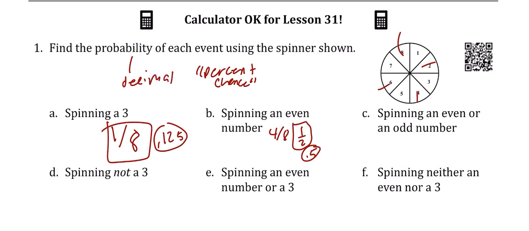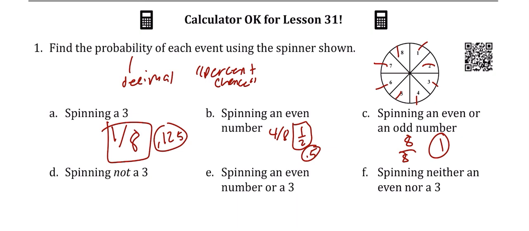Okay, let's do part C. Spinning an even or an odd number. Okay, this one's a little bit different. So even or odd, we knew our evens were 2, 4, 6, 8. But then our odds are 1, 3, 5, 7. And so that covers every possible landing spot for the spinner. And so we're going to say 8 out of 8, or 1.